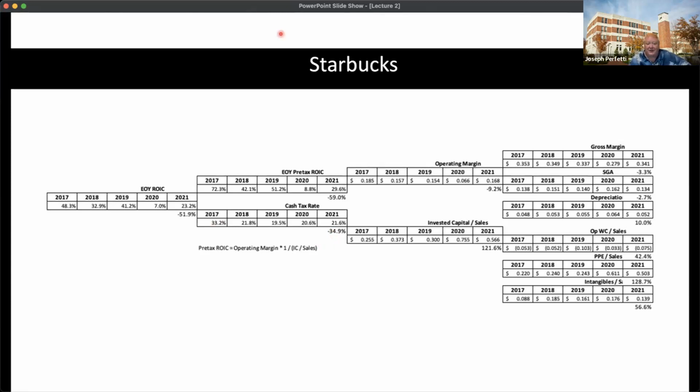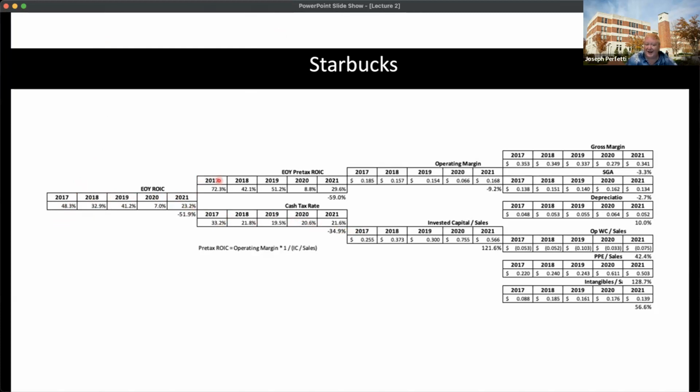It should help your ROIC because you're paying less in taxes, therefore you've got more profit and therefore higher ROIC. So a drop in taxes should help Starbucks ROIC. Is that what happened at the end of the year? Did their ROIC go up? 48.3 to 23.2? It did not. So despite the fact that they're paying less in taxes, the performance of the business still went down.